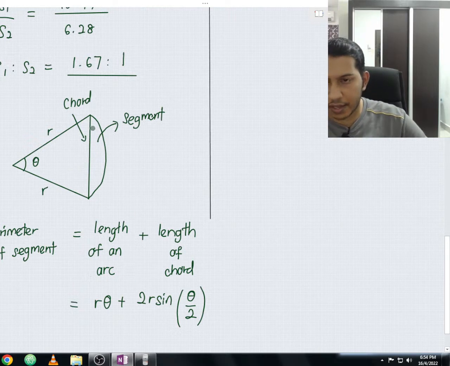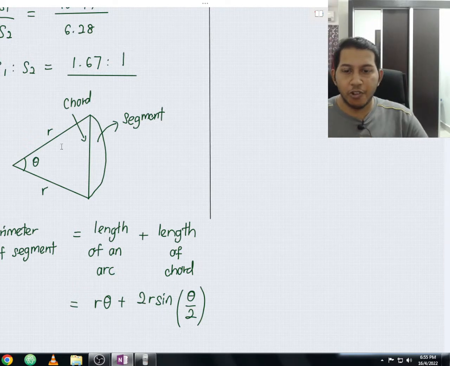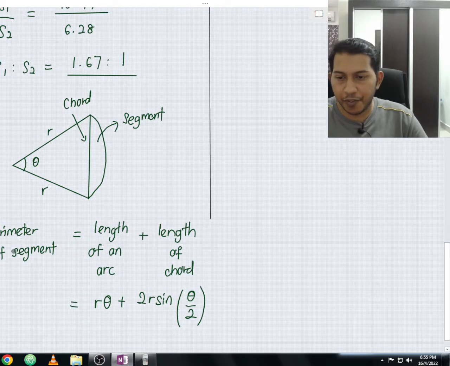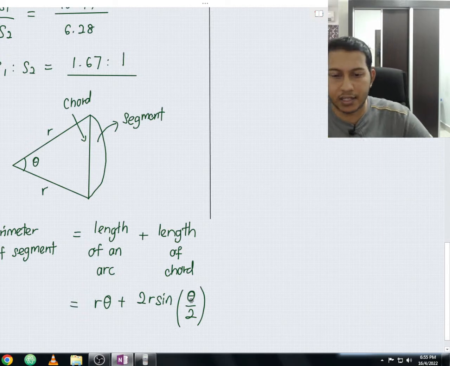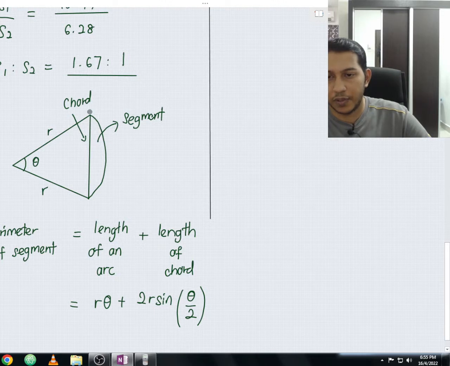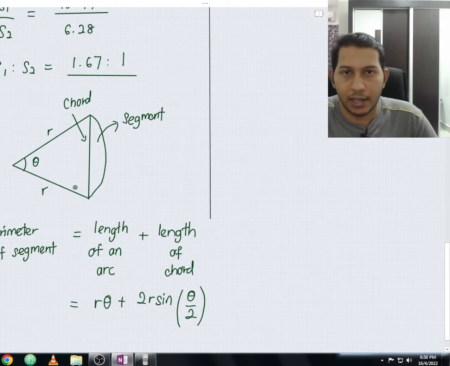So the length of the arc is basically r theta. To find the chord, basically 2 times r, the radius, times sine theta over 2. So now you know the formula to find the perimeter of segment, which is r theta plus 2r sine theta over 2. This 2r sine theta over 2 is the length of the chord, and the length of an arc is r theta. Let us go through one example before we end our lecture video for today.